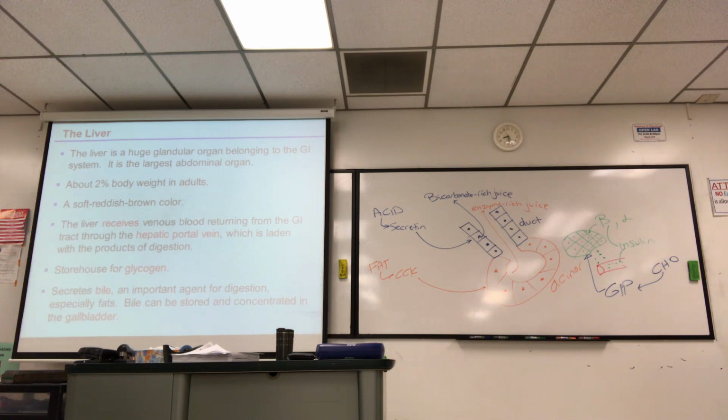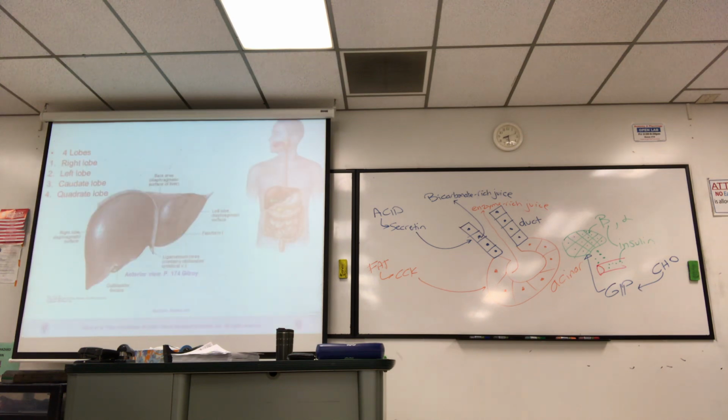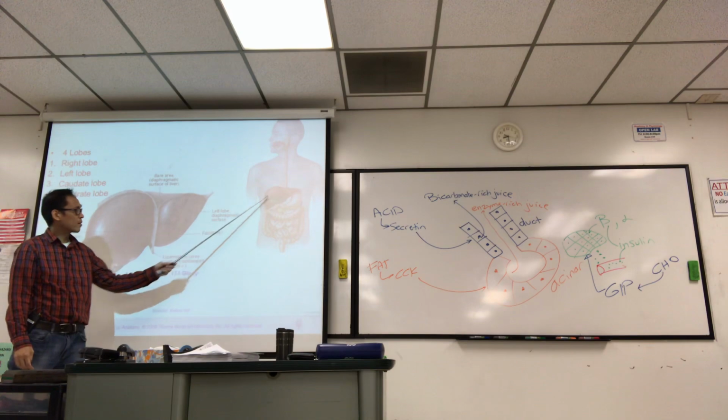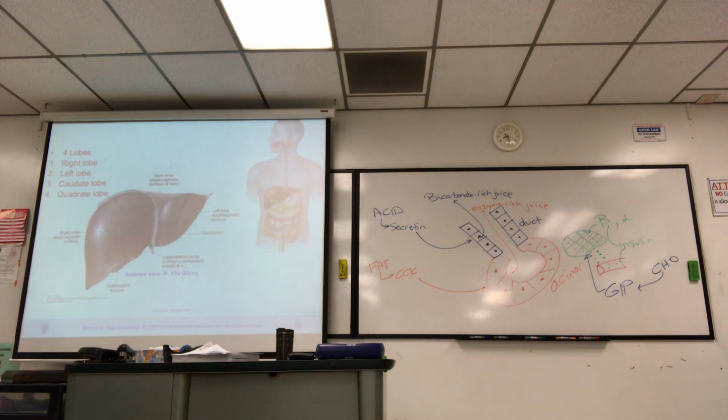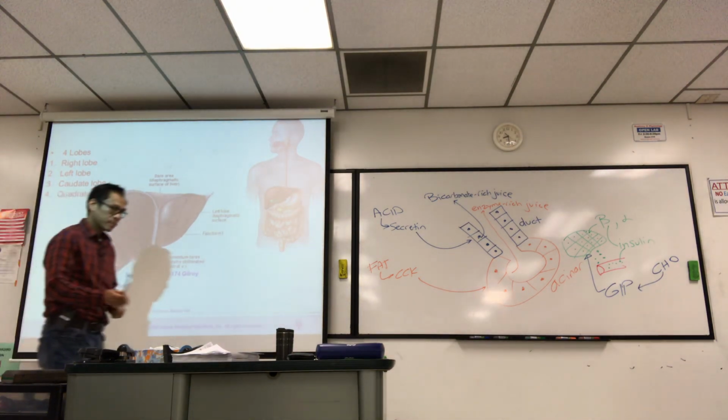So the liver can be a storehouse for glycogen, and also for digestion, it secretes bile, which is an important agent for digesting fats in particular. So the gallbladder is there to help store the bile between meals, basically. Here's a picture of the liver, and I've got a picture of the body there. It's basically mostly on the right side. There it is, removed from the body. And you have lobes of the liver.